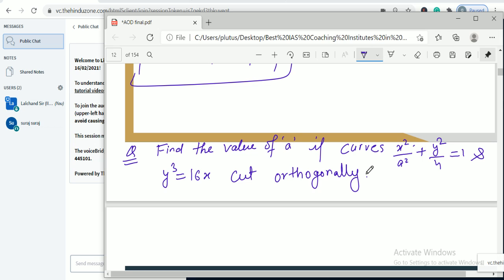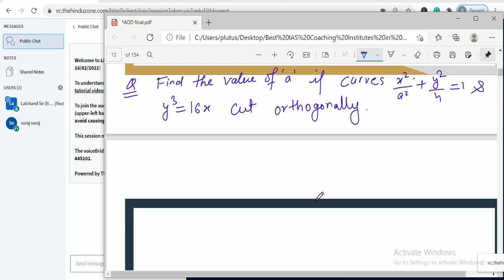Okay, so can you tell me what is the condition for orthogonality? If two curves cut at orthogonal, what is that supposed to be? What is the condition for orthogonal? If two curves cut each other at orthogonal points, then the angle between their tangents is 90 degrees.